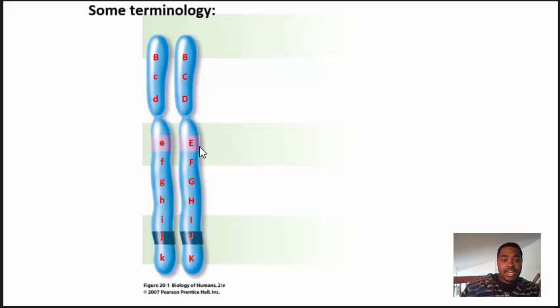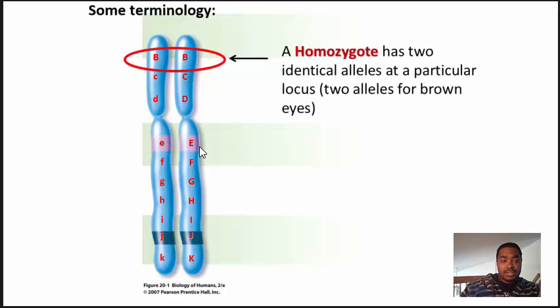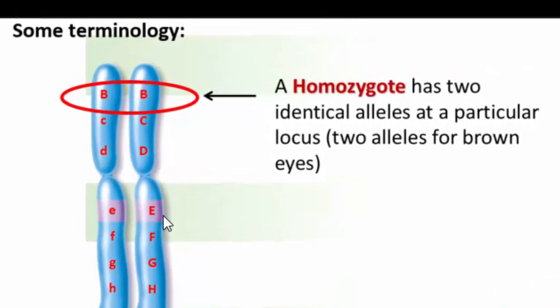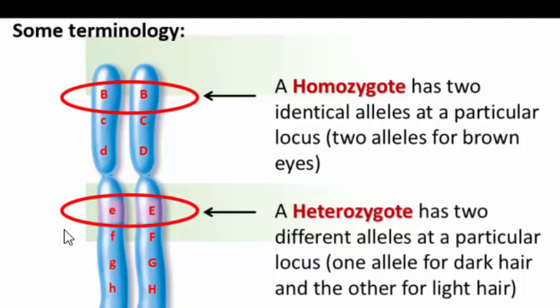If you have two of the same alleles for a gene on a chromosome, you are a homozygote. You have two identical alleles at a particular locus. You inherited the same version of a gene from your mother as you did from your father. If you have two different alleles for a particular gene, we say you're a heterozygote. The example here could be you inherited a dark hair allele from one parent and a light hair allele from the other. You're heterozygous. We represent that using an uppercase E for one allele and a lowercase e for the other allele. You could say that one allele is dominant and one allele is recessive.